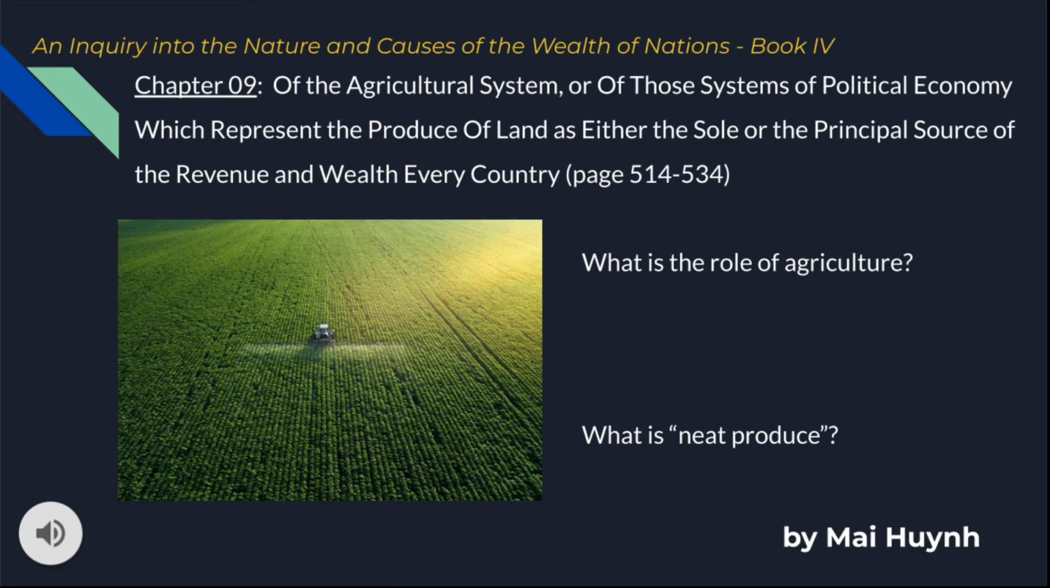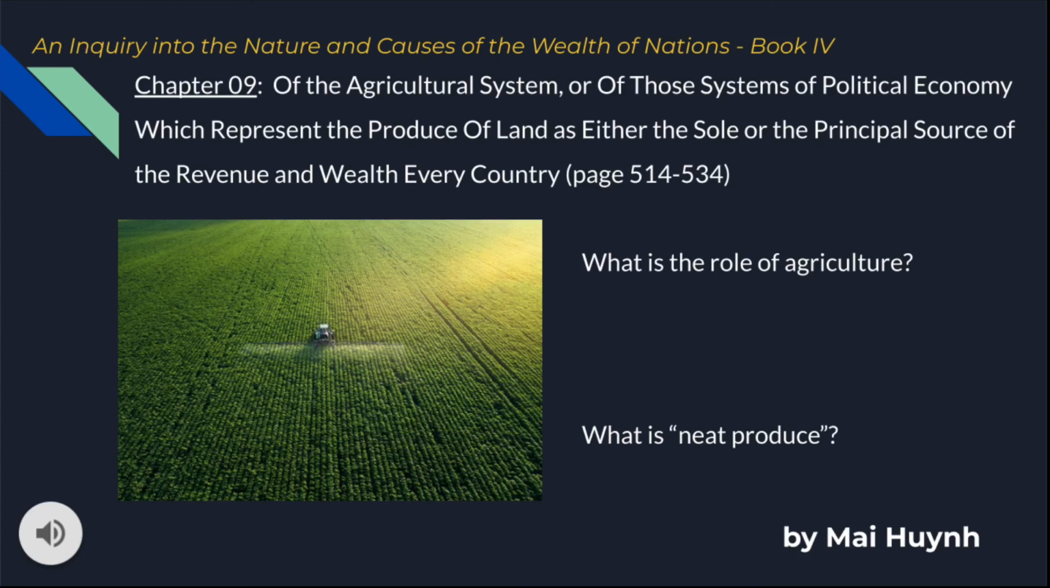So let's say you grow $100 worth of potatoes. You pay $20 to rent your farmland and another $20 to rent your machines and pay your pickers. So you have only $60 left, and this is what we call net produce. For Smith, we must always look at net produce to figure out whether a country is wealthy or not.